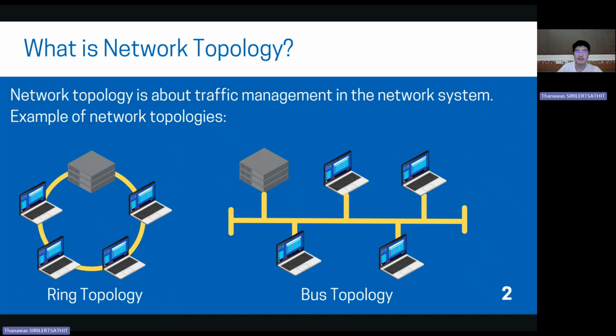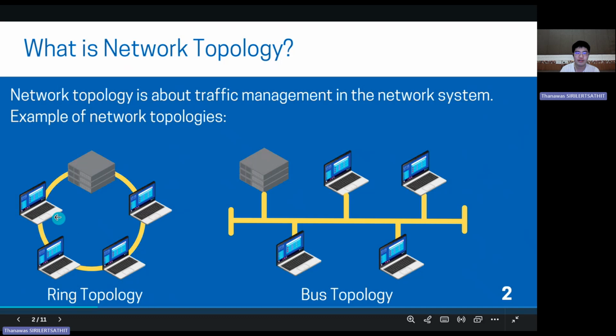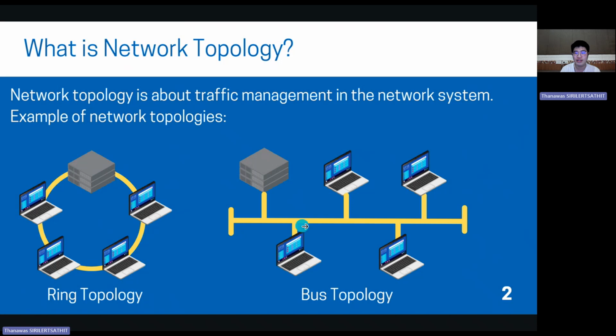So first, let's talk about what is network topology. Network topology is about traffic management in the network system. For example, here we have ring topology, which connects into a ring shape, and bus topology that connects in a linear shape.